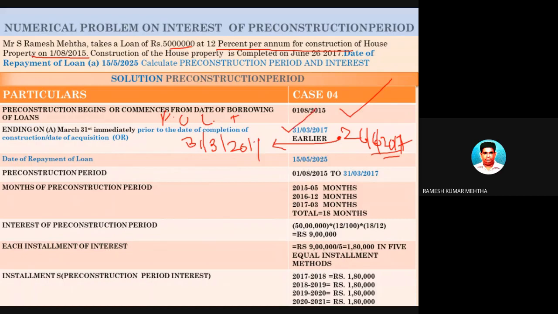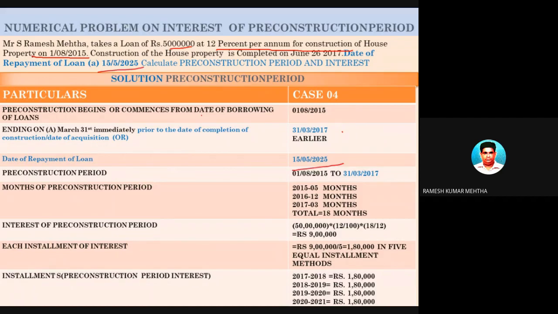I have found step number 2. Number 2 is also over. Number 3 is the date of repayment of loan. Now in this case, the date of repayment of loan is 15/5/2015. So you have found out step number 3. 1, 2, and 3. This is a starting point. Now among these, whichever is the earliest.